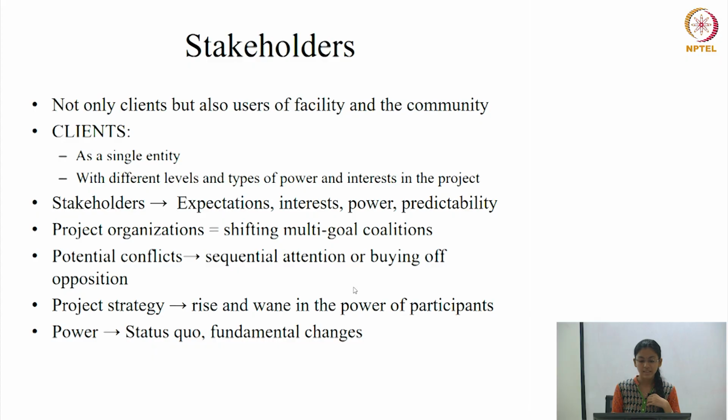Coming to project organizations, they can be defined as shifting multi-goal coalitions, where clients will not be the same, and even if clients are the same, their decisions will not be the same. They may be changing, and because of these changes, there will be conflicts. So how do we deal with these conflicts? The 2 main methods are sequential attention or buying off opposition. Sequential attention is where you solve the problem and make the stakeholders silent. Buying off opposition is through side payments to the stakeholders.